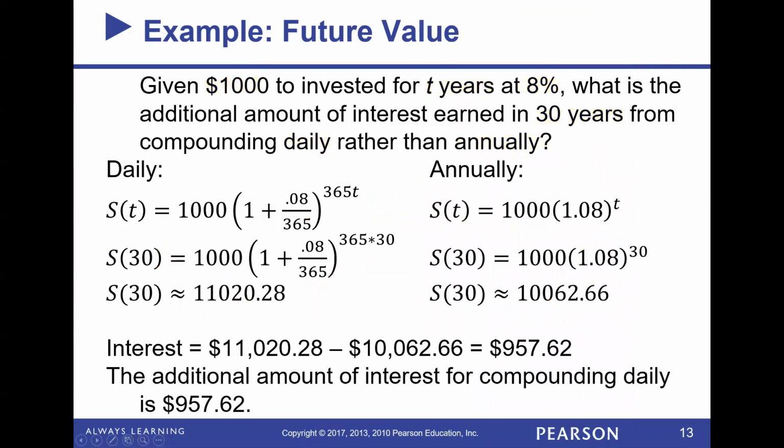Okay. Now, the question in particular did ask me pretty much what additional amount of interest do I earn in 30 years if I put it in an account that does daily versus annually. And remind yourself that we're approximately earning $11,020.28 for daily and only $10,062.66. So I earn an additional $957.62 in interest if I choose the account that does daily.